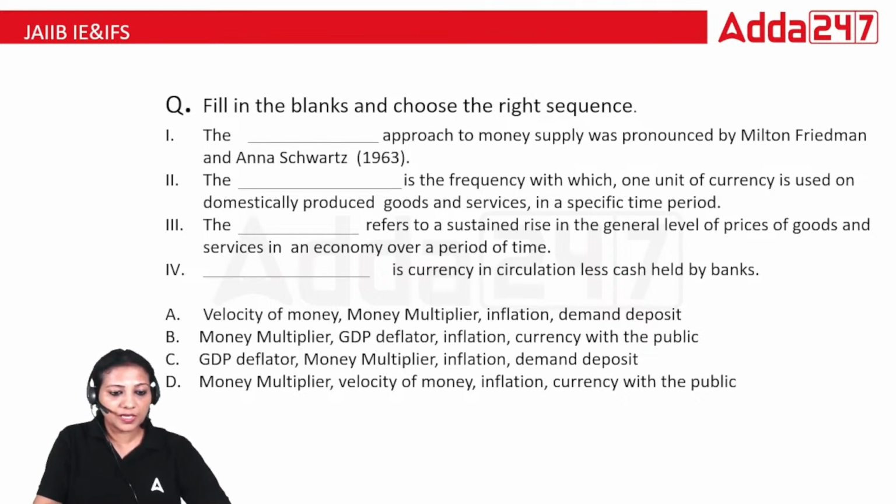So what will be the answer? Answer, not answers. You have to pick the correct sequence as well. You have to fill in the blanks and choose the right sequence. The dash approach to money supply was pronounced by Milton Friedman and Anna Schwartz. The dash is the frequency with which one unit of currency is used on domestically produced goods and services in a specified period of time. The dash refers to a sustained rise in general level of prices of goods and services in an economy over a period of time, and dash is currency in circulation less cash held by banks.